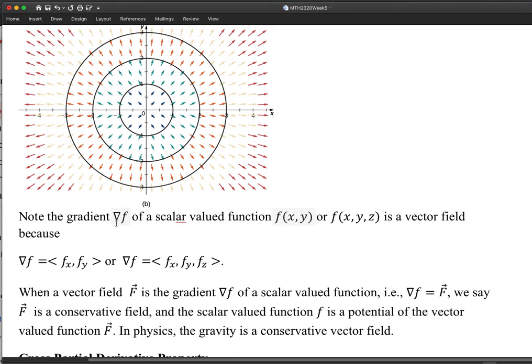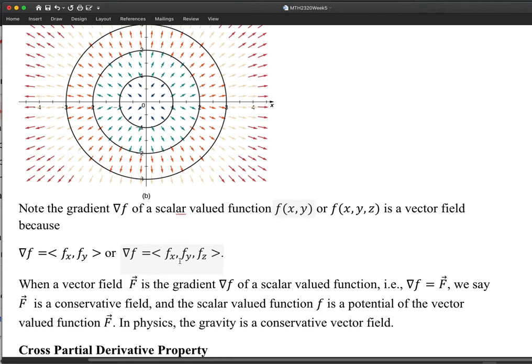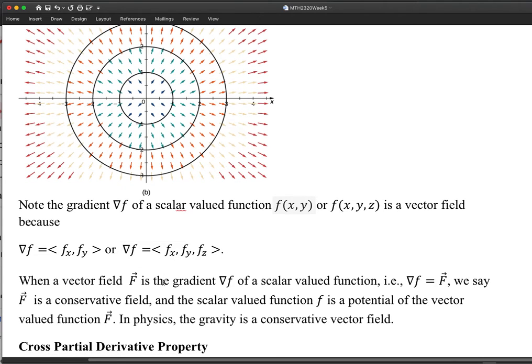The gradient from a function of two variables, that's a two-dimensional vector, and the gradient from a function of three variables, that's a three-dimensional vector. In each case, the gradient is a vector field. The gradient, it is a vector field. So that is what I'm saying, the gradient field is not necessarily a totally new topic. And specifically, we have a little more material about the gradient and the vector field.